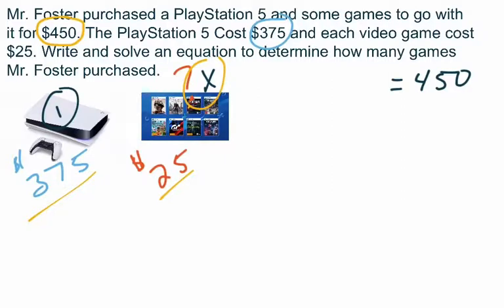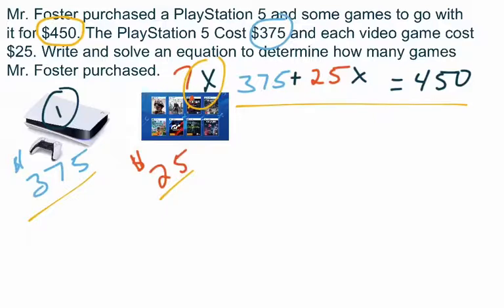So I'm going to write this out. It doesn't necessarily matter what order, but I'm going to start with the PlayStation 5 cost of $375. So the PlayStation, I'll do this in blue, is $375, plus the cost of the video games, which is $25. And we got to have the variable, 25x, or we could put 25g if we want. And it equals 450. That essentially is the equation we want to write.